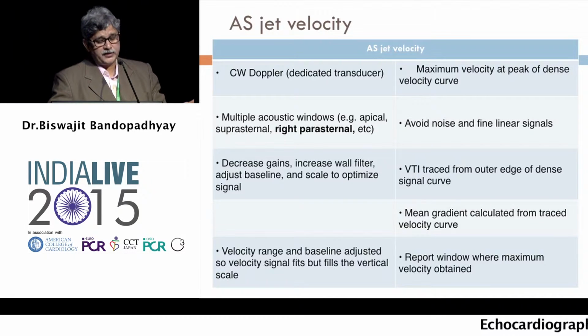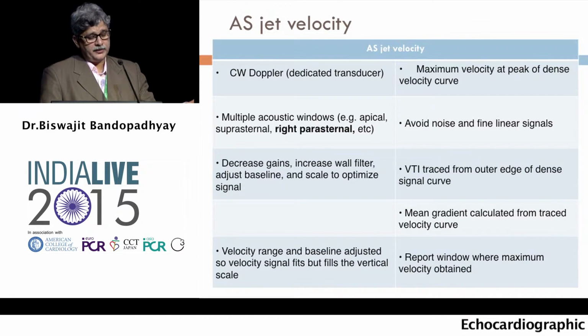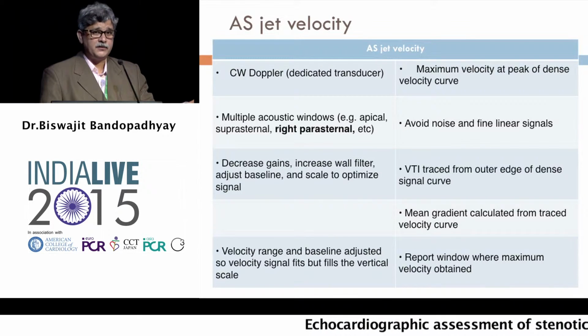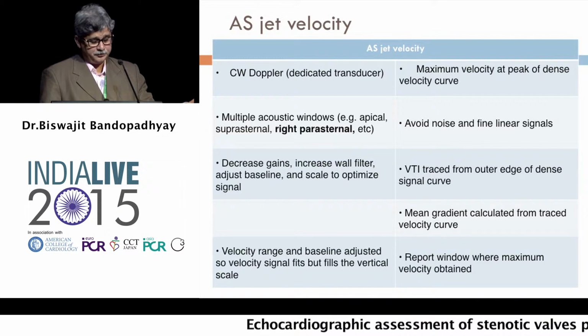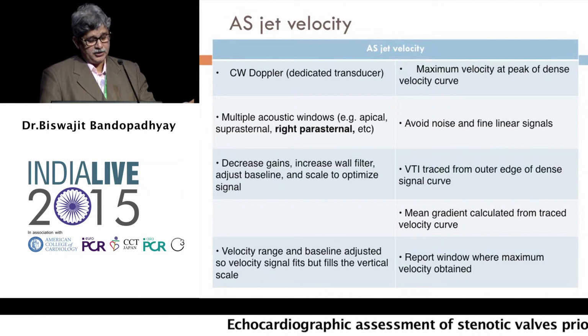So first we have to do color and continuous wave Doppler, and there should be a good dedicated transducer for that. Dedicated in the sense of the age and weight of the child. There should be multiple acoustic windows, like the apical four-chamber view and the suprasternal view. The right parasternal view is the one which gives you the best alignment of the valve to the outflow, to the CW marker. So that's very important.